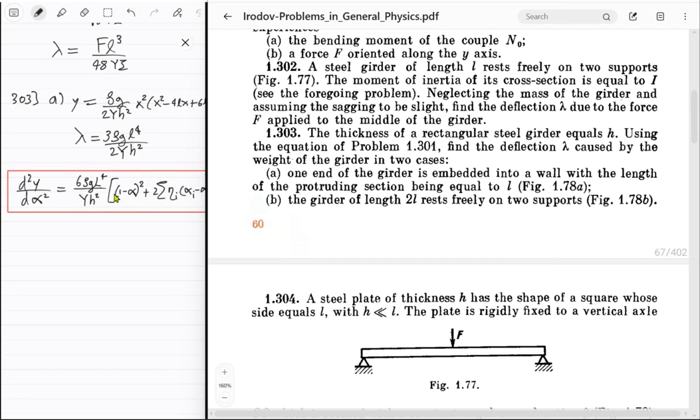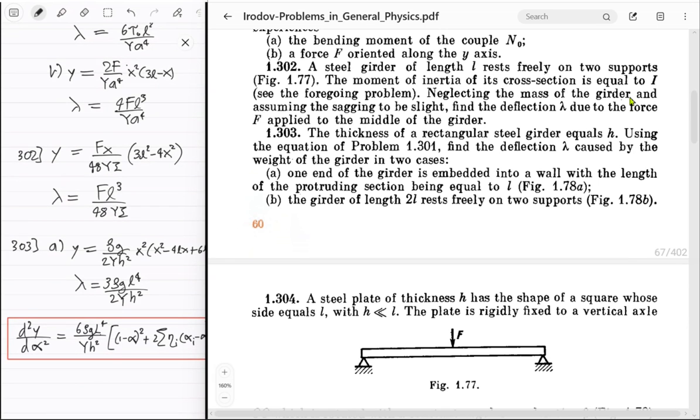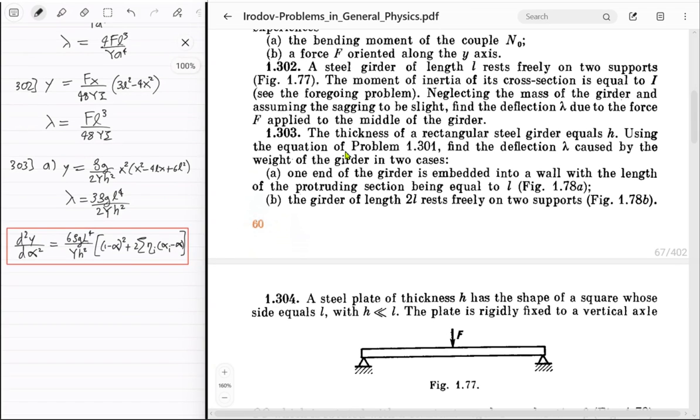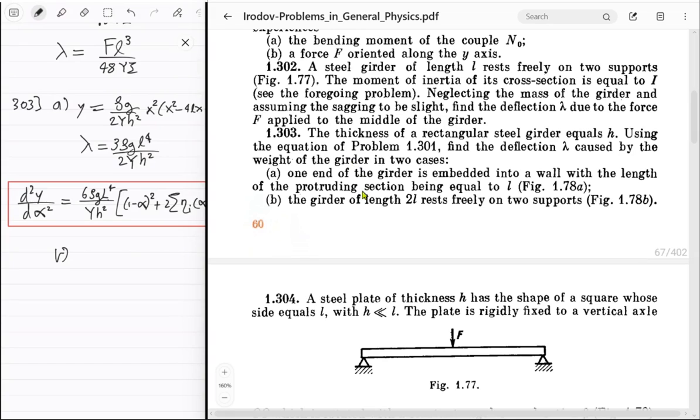Let's do it. Once again, a steel girder of length L rests freely on two supports. The moment of inertia of the cross section is equal to I. So 1.77, this thing. Neglecting the mass of it. Oh, they gave us the I value, so you won't have the same thing. That is sad. Fine, so you can't use 302 to justify this constant. But whatever. We'll just do 303b anyway. It's 2b now. So the girder of length 2L rests freely on two supports.